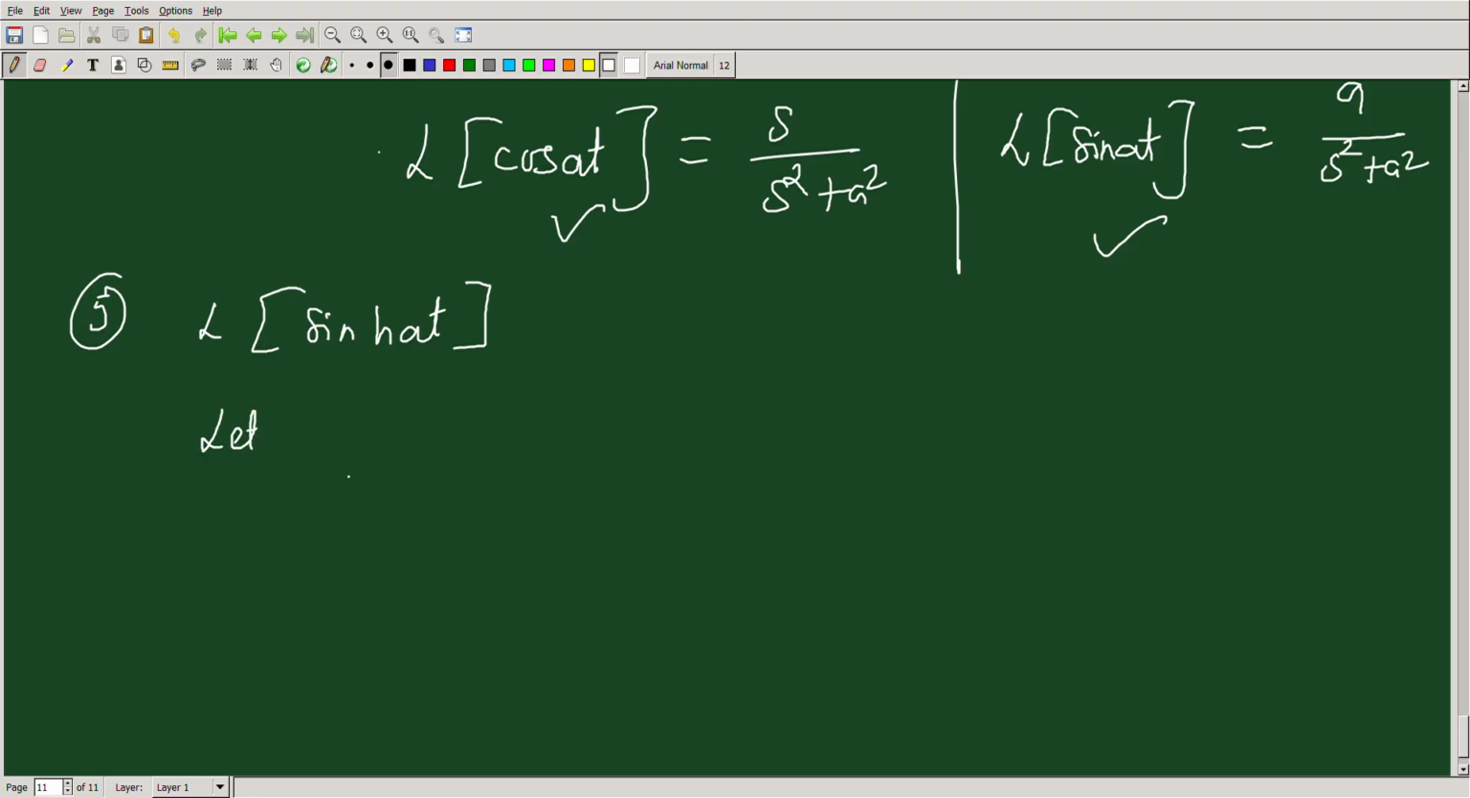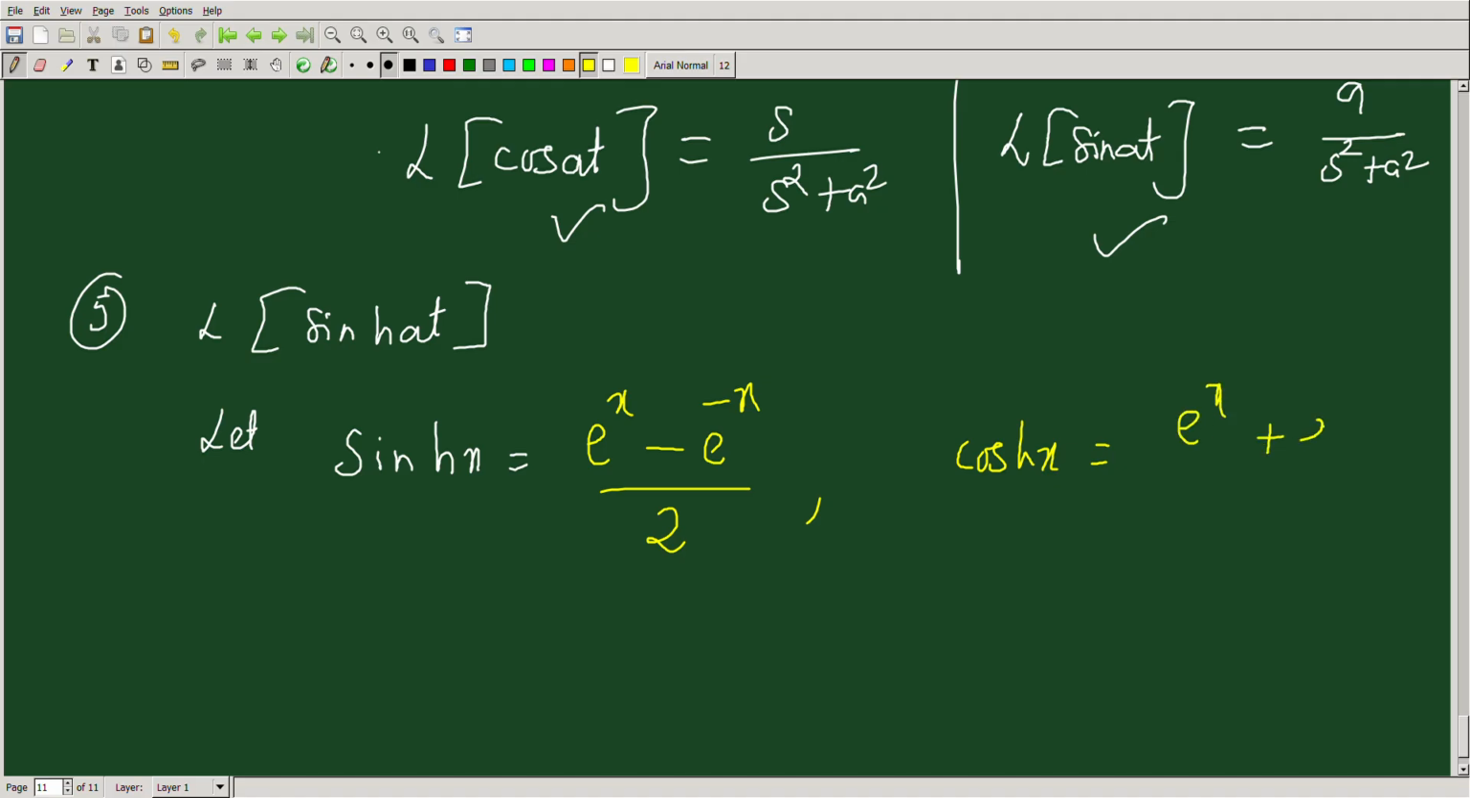We don't have a direct formula. Instead, we are not going to apply a direct formula. Instead, you have a hyperbolic function, right? sinh x, you can write sinh x is e power x minus e power minus x divided by 2. Correct? Similarly you have cosh x. cosh x is e power x plus e power minus x divided by 2. So keep in mind.